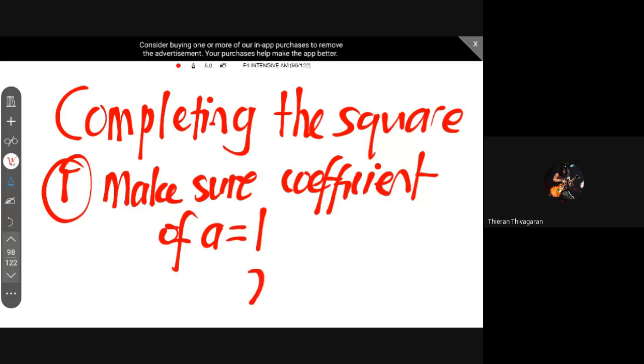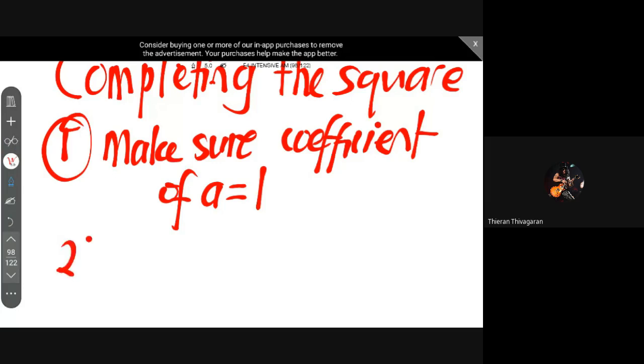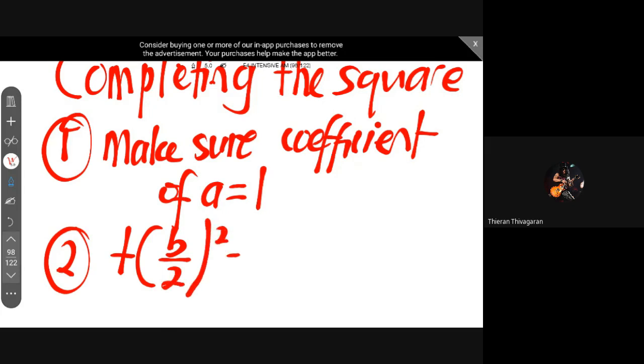Maksud saya adalah kena hanya x kuasa 2. Tak ada apa-apa nombor kat depan ini. Okay, there must not be any number in front of x square. That is the meaning of coefficient of A is 1. Okay, nilai A 1 lah maksud dia. Okay, the value of A is 1. And then second step, kamu kena buat bahagian ini. You have to do this step over here.